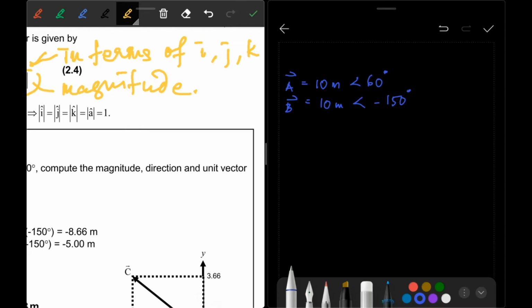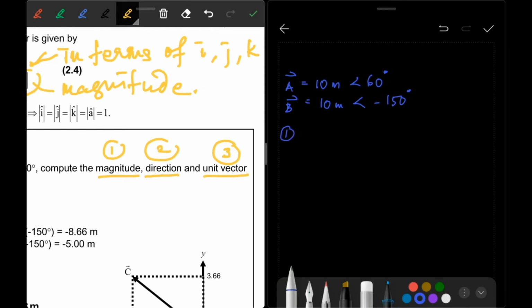You can see here, compute the magnitude, this is the first one you have to find. And then the direction, you have to determine the direction. And the last one is the unit vector. You have to find 3 answers for this question. Look at number 1. We want to find the magnitude. Solution number 1, to find the magnitude.